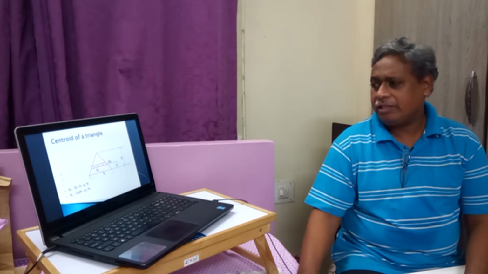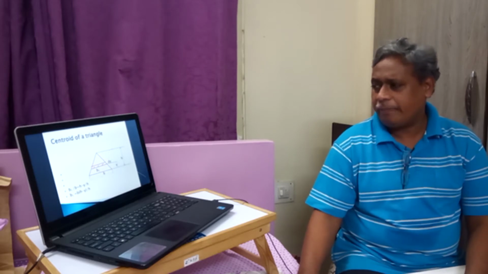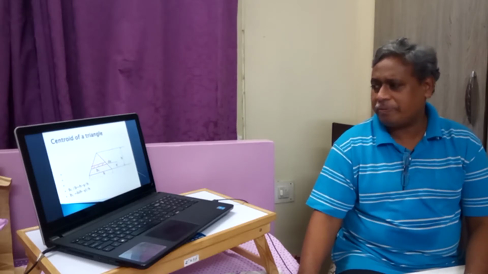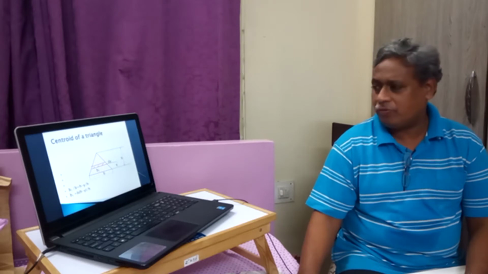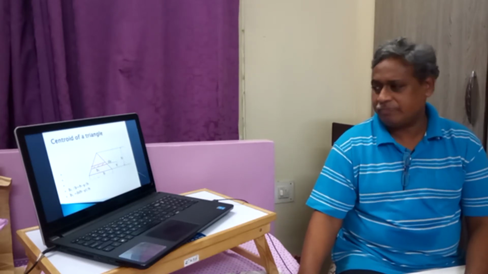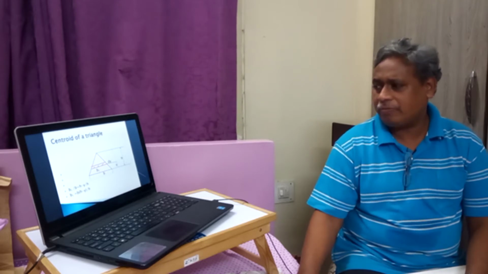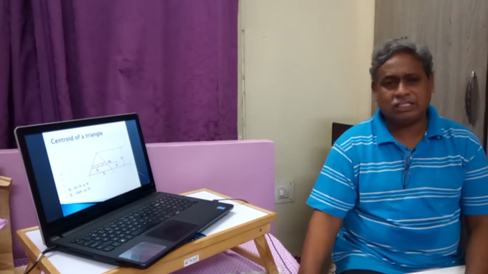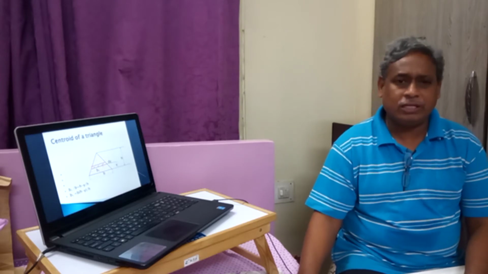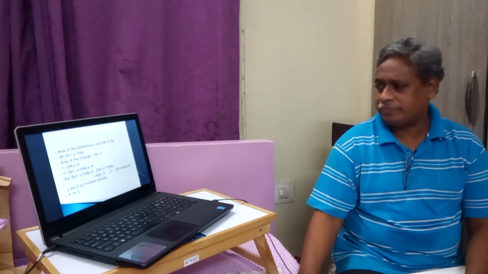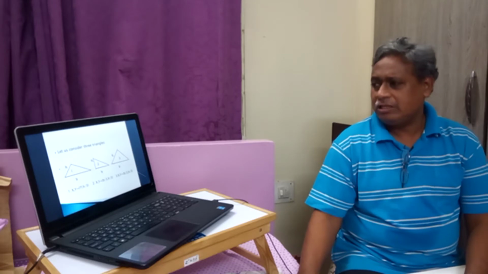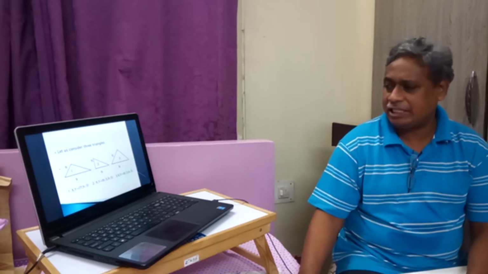That is, since the base is here, the perpendicular distance to that base will be there. Therefore, y can be found out in this case, but not x. For x, suppose we drop a perpendicular from the apex, then two triangles will be there and we can find out the x bar. So we have considered three cases like this.